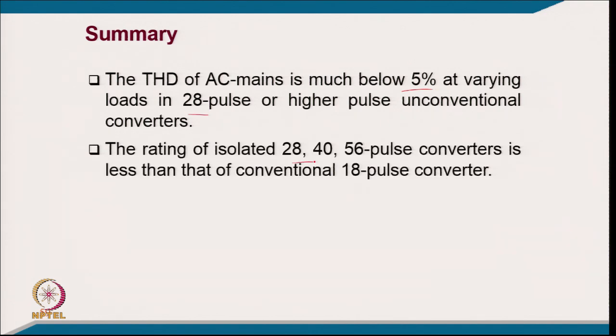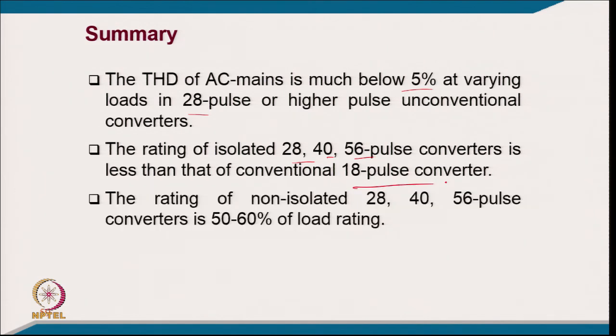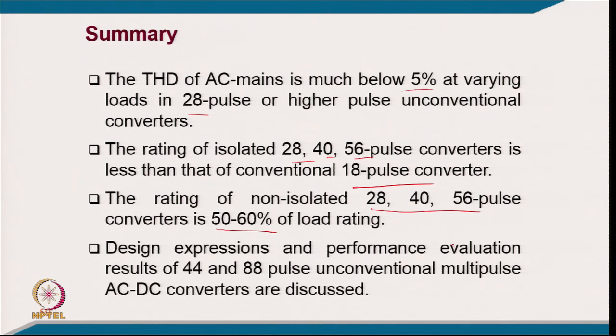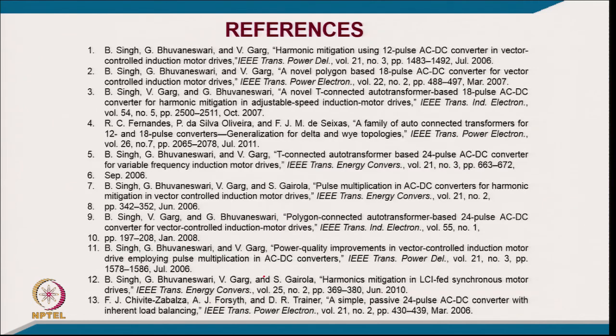The rating of the 28, 40 and 56 pulse converters is less than that of the 18 pulse converter, and the rating of the non-isolated 28, 40, 56 pulse converters is only about 50 to 60% of the load rating in the auto-connection. The design expressions and performance analysis of the 44 and 88 pulse unconventional converters are also discussed. And these are the typical references which we have referred to for this work, and thank you.